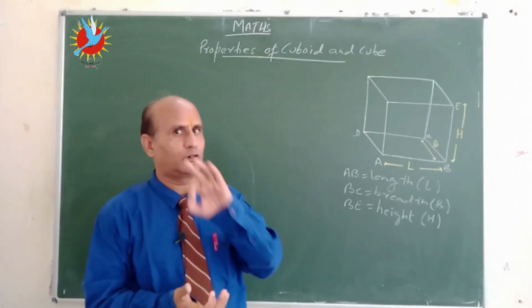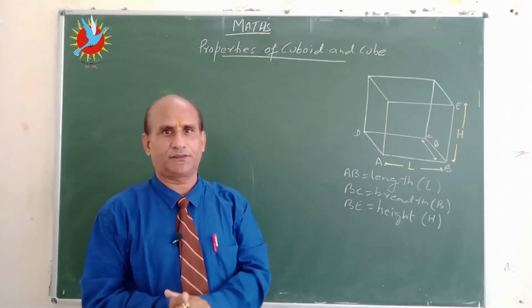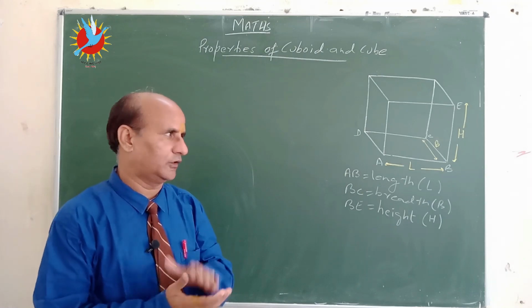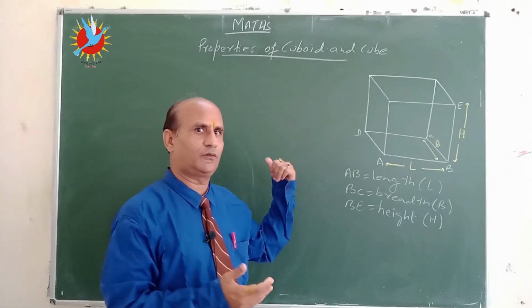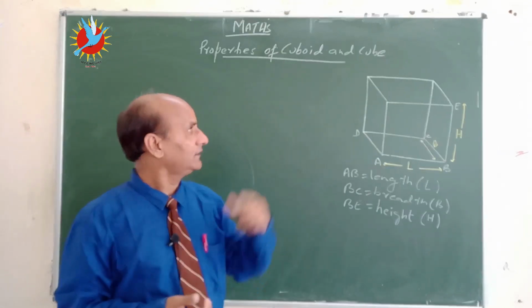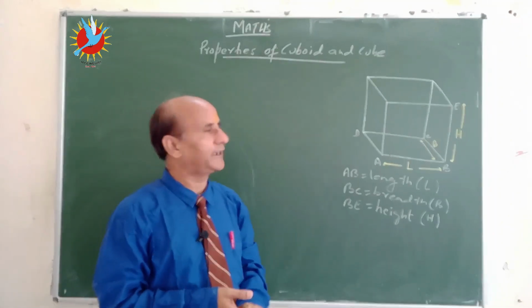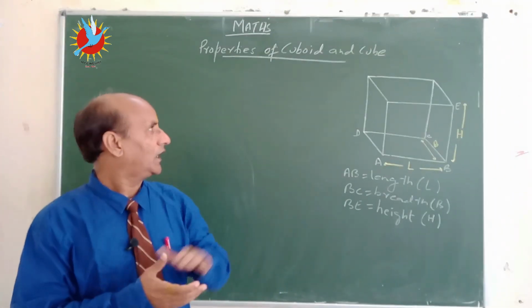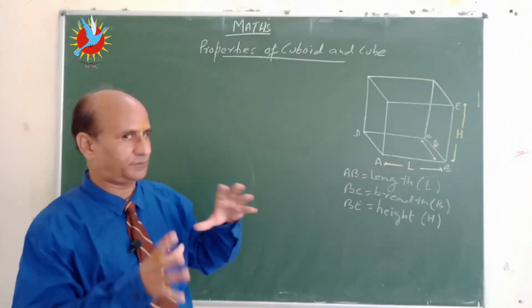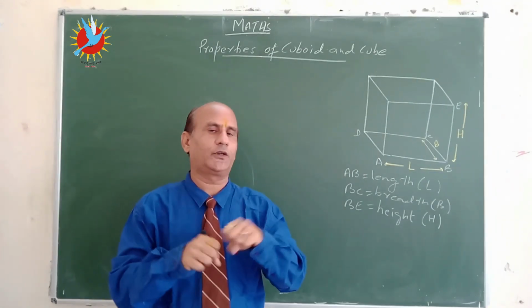First we will find the volume, then the total surface area and the area of the four walls. I have summarized all these three in one part, and then the same thing we will apply on a cuboid. So how will we judge whether a figure is a cuboid or a cube?